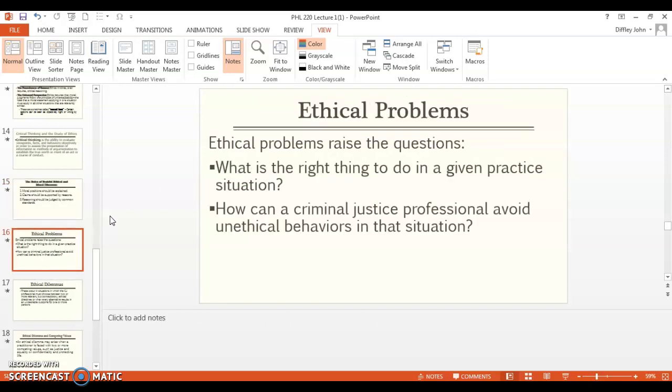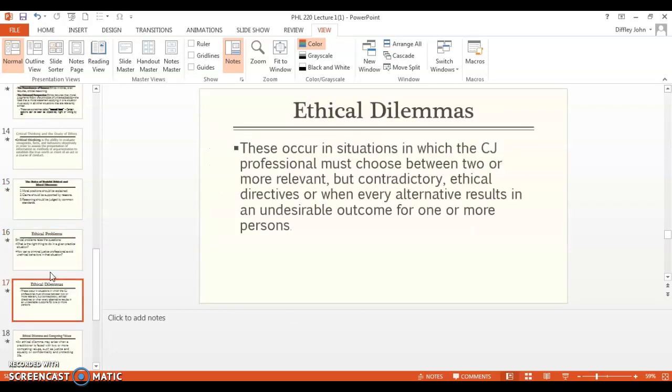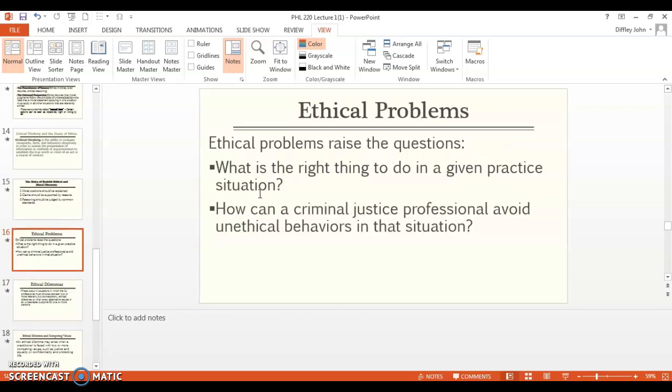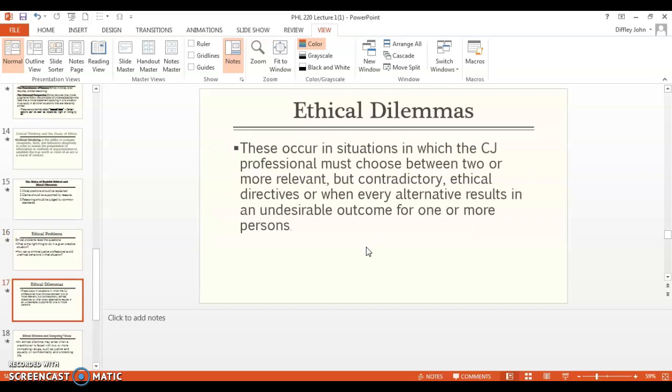A couple other things. There is a difference between ethical problems and ethical dilemmas. An ethical problem raises the question, what is the right thing to do in a given situation? That's really what an ethical problem is. You have an issue. What is the right thing to do? An ethical dilemma, on the other hand, is where you have two or more relevant but contradictory ideas and ethical directives, so you're trying to pick which one. You have a situation where seemingly two ethical ideas apply. You need to decide which one is right. That's what an ethical dilemma is.